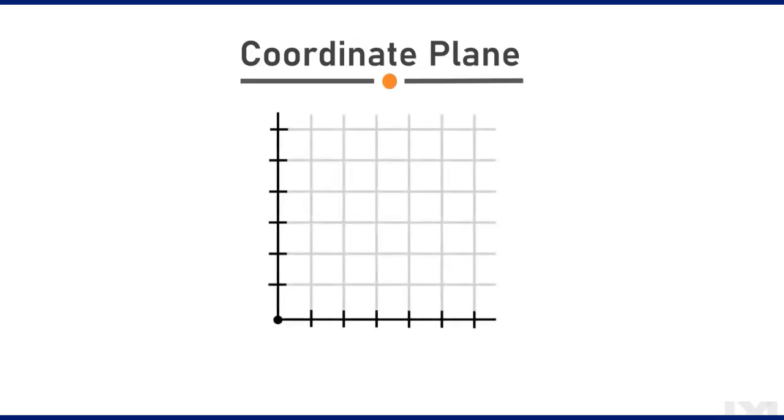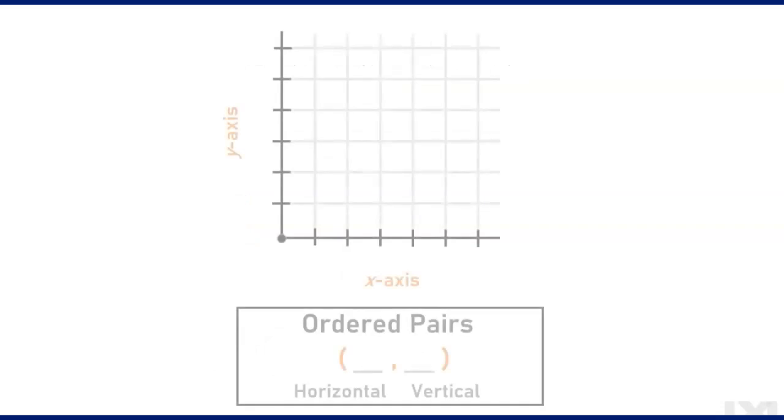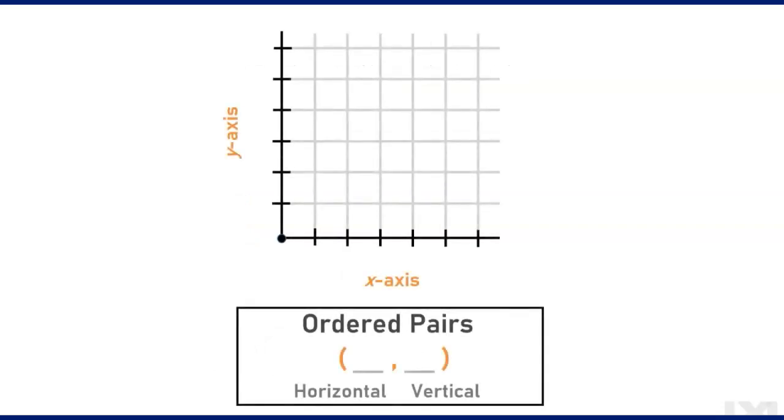A coordinate plane is a flat two-dimensional grid created by the x-axis, which goes from left to right, and the y-axis, which goes up and down. The x-axis and the y-axis are joined together at a point called the origin. In order to graph points on this coordinate plane, we need to know the coordinates of our points. These coordinates come in sets of two numbers called ordered pairs. The first number of the ordered pair shows the horizontal location of the point, and the second number shows the vertical location of the point.